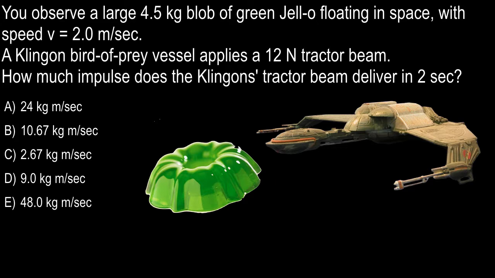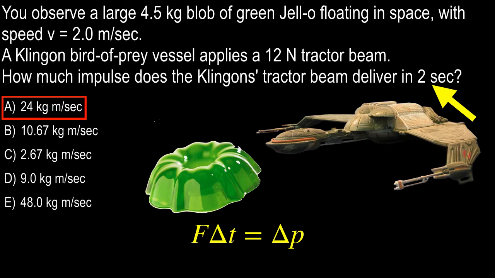All right. So we're trying to figure out F delta T. Now the force applied to the jello, we know what that is. It's 12 newtons right here. And the delta T, that's the interaction time. That's right over here, 2 seconds. All right, so we got the left side. That means my delta P, the impulse, I just figure out by multiplying 12 times 2. And so your answer is up here, 24 kilogram meters per second.